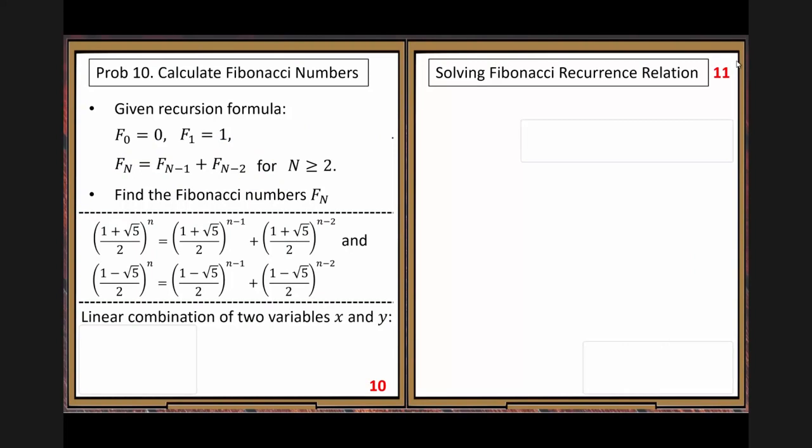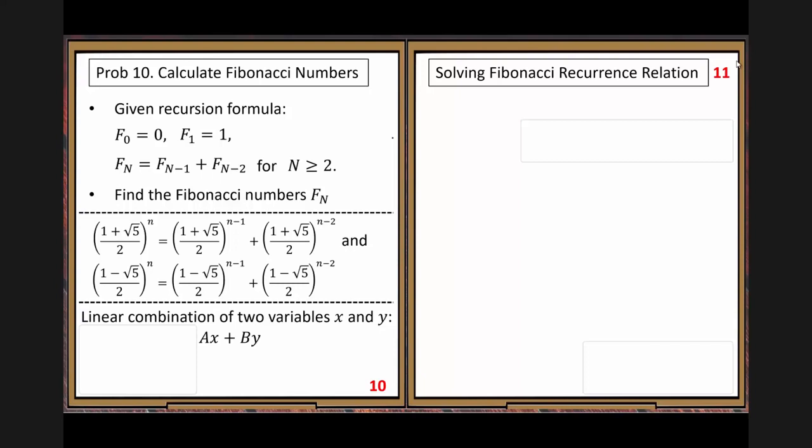What is the meaning of a linear combination of two variables, x and y? How do we write an expression that is a linear combination of x and y? A x plus B y. A is a constant coefficient, B is another constant coefficient. We can use any value for capital A and capital B, but we just want the structure: capital A times x plus capital B times y. Add them together, and we get a linear combination of two variables. That's the linear combination concept.